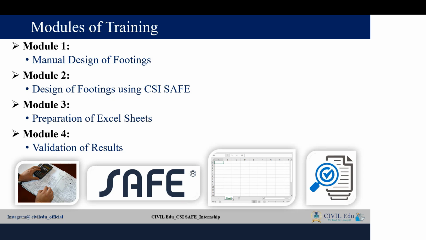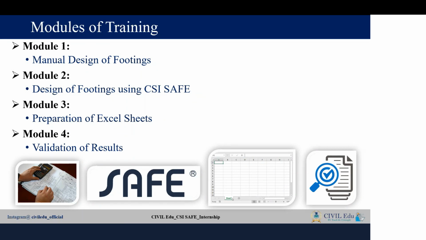But when you do the same design in the CSI Safe software, you may not get the exact results. Similarly, when you give the same inputs in the Excel sheets, you may not get the same results. That's because some minor errors will be there. That's quite obvious. But how to validate them? That we are going to discuss in the fourth module, the validation of results.